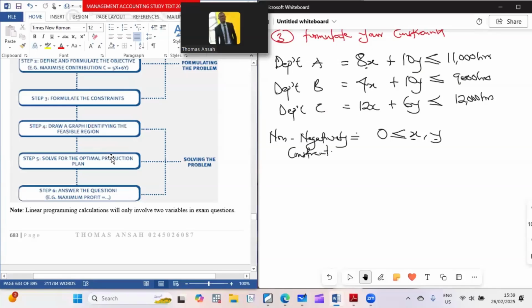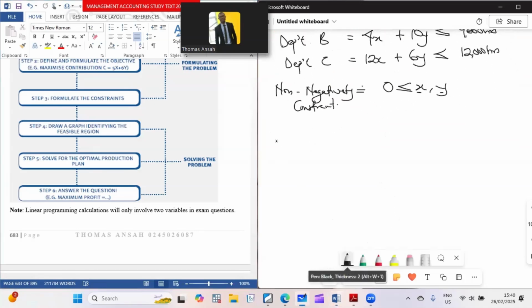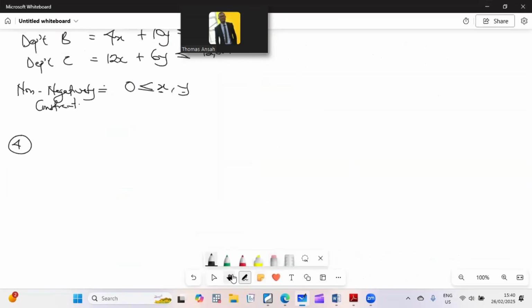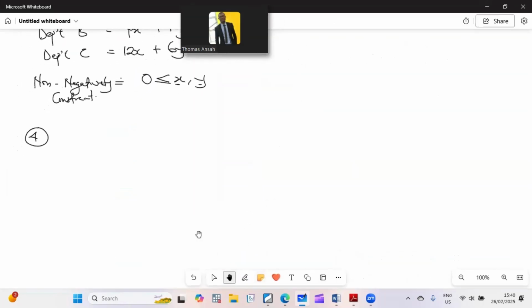Normally you use a graph. Here, let's solve the optimal production plan. You can draw your graph, but let me try and see for you. So that will be our step 4, and in step 4 we are looking at the linear programming. This is going to be very interesting. But in an exam, nobody is expecting you to draw a graph. Take note of that. This is just a lesson.